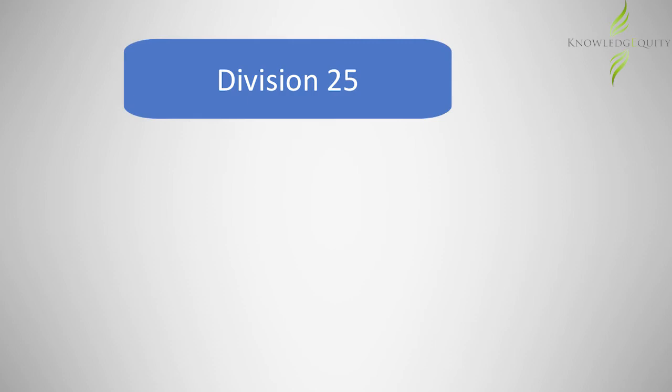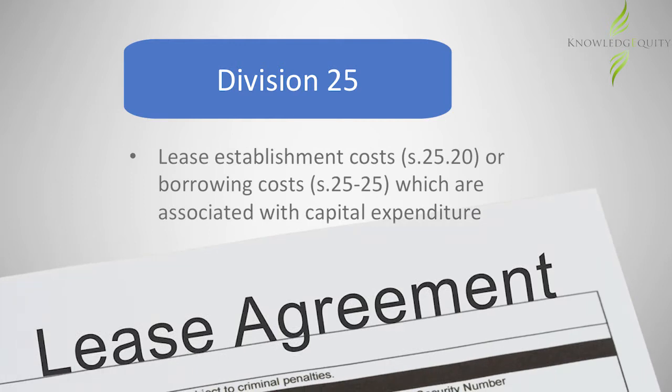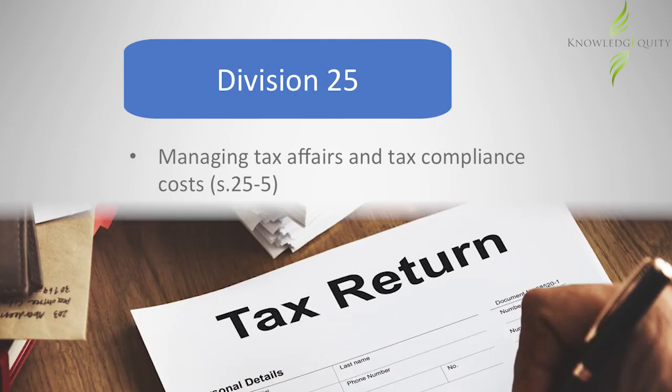Division 25 contains a number of small provisions. For example, repairs of a non-capital nature, which mirrors Section 8-1. Lease establishment costs or borrowing costs, which are associated with capital expenditure, and some costs that are not directly related to earning assessable income, such as tax compliance costs.